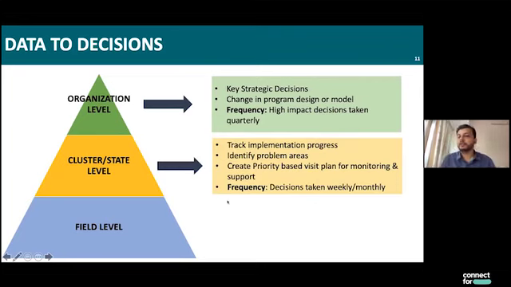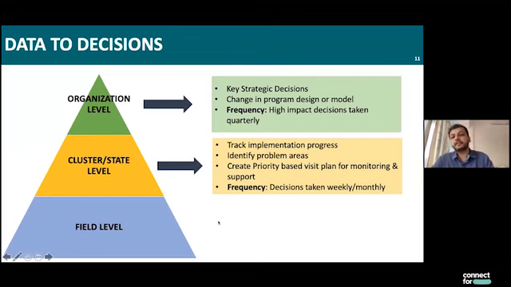Because things move so quickly within Pratham, they are on a very tight schedule. It's important to track this implementation progress, very quickly identify problem areas, and as a solution, create priority-based visit plans for our monitoring and supporting cadre. We have a monitoring and supporting cadre who visit field team members, so it's quite important to know where these problem areas are, so that they could visit them.